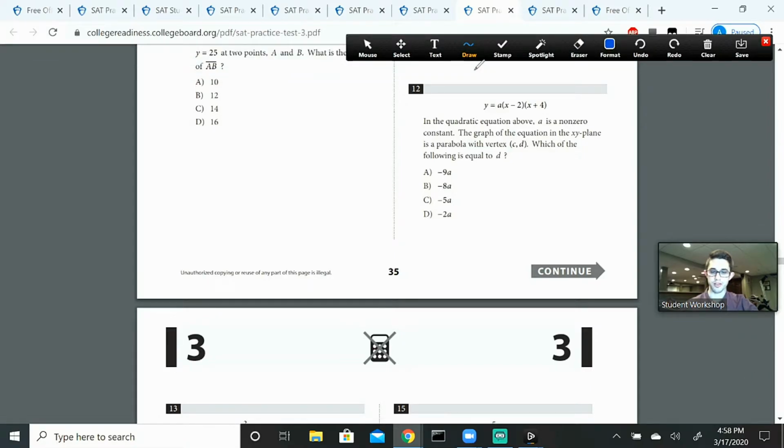And this is actually practice test 3. The College Board removed tests 2 and 4 and put in tests 9 and 10. I'm not sure why. I actually really liked test 2, but it is what it is.